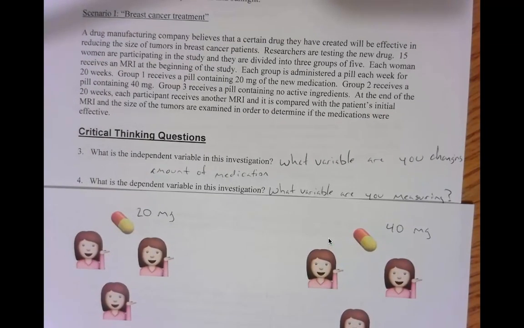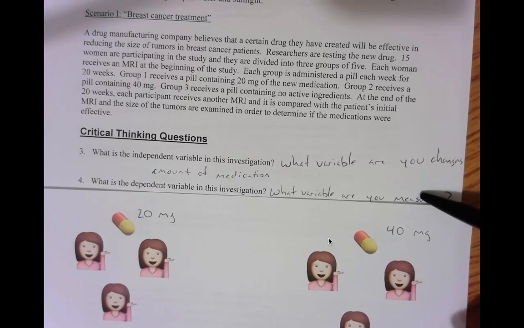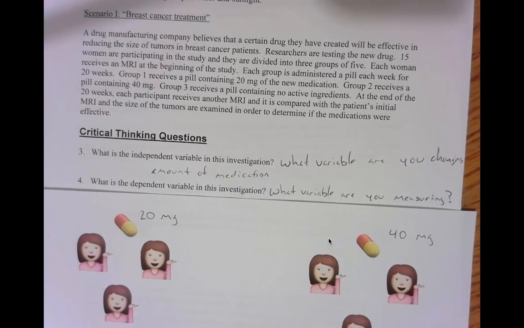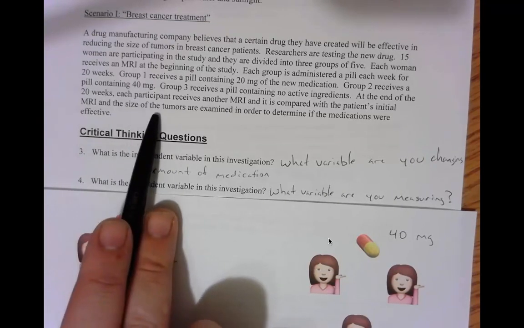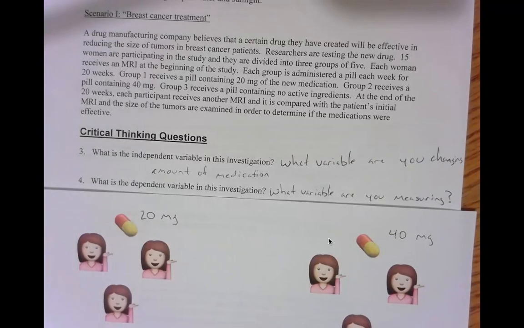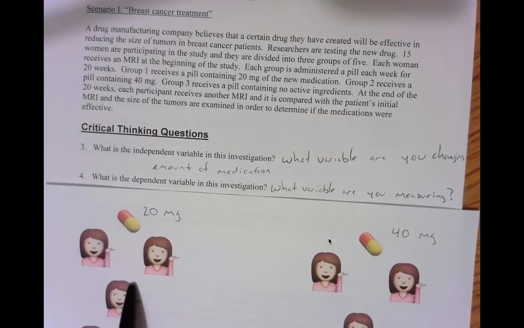So then next we come to the dependent variable. Again, I wrote our question to help us when we're thinking. When we're thinking about the dependent variable, what's the variable that we're measuring? What's the overall thing that we're looking at in the end? And remember, I said we're looking at the size of the tumors. We're going to determine if the size of the tumors got smaller or larger. So did the pill help or hurt?